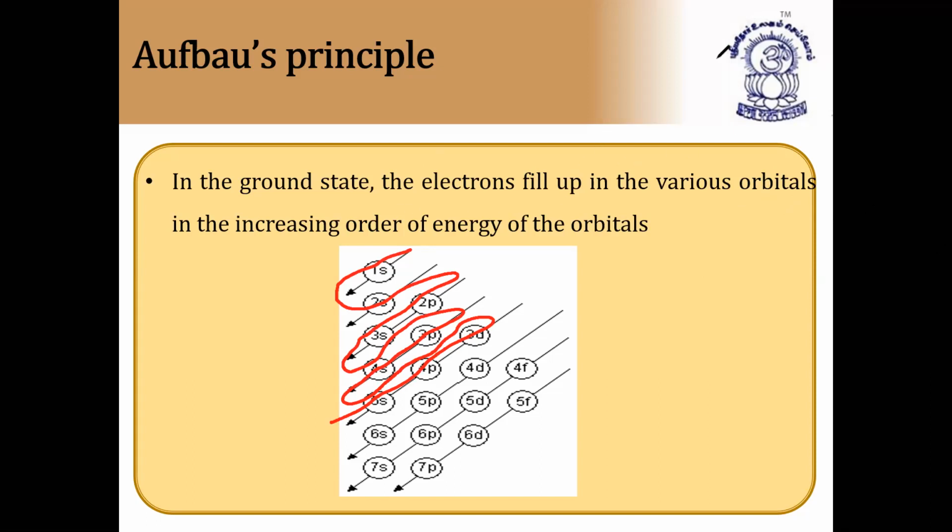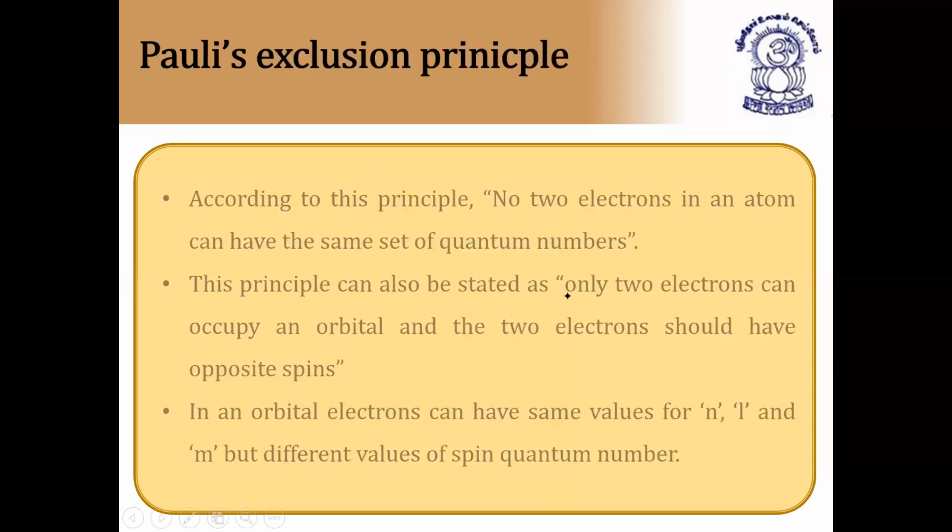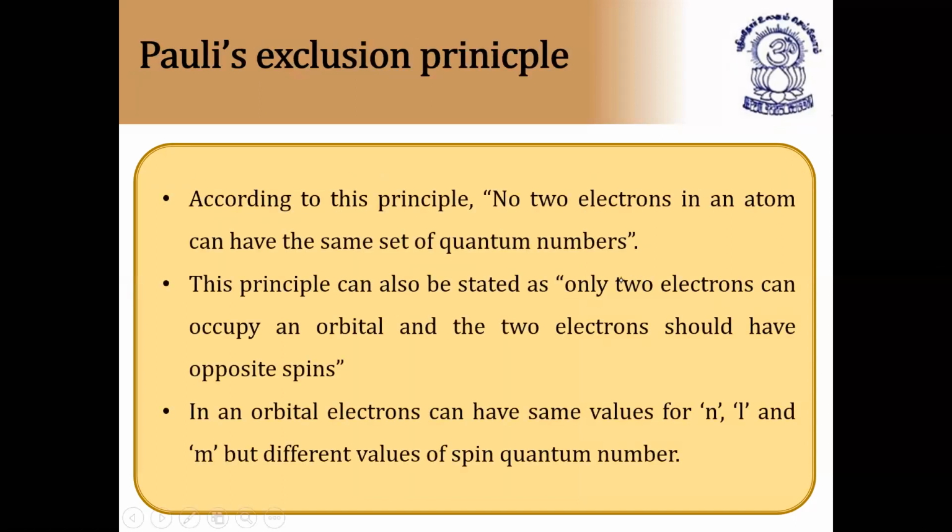So what is the Aufbau principle? In the ground state, meaning normal state, the electrons fill up in the various orbitals in the increasing order of energy of the orbitals. So this is called the Aufbau principle. Next, what is Pauli's exclusion principle?